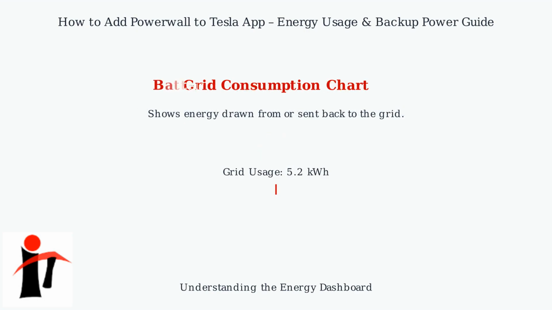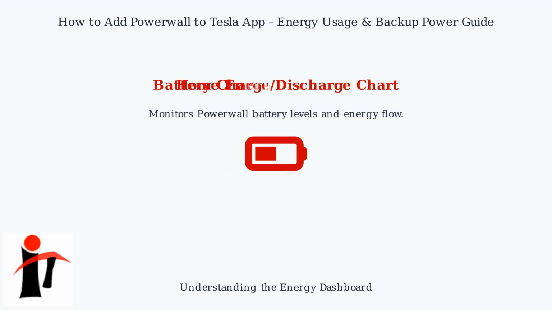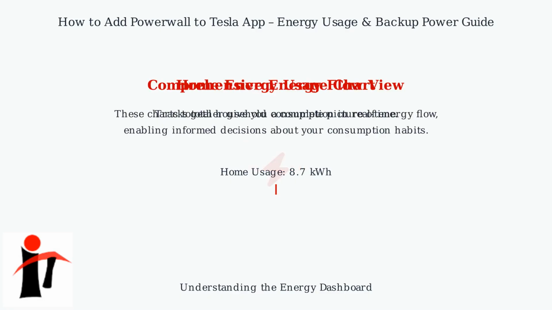The battery charge-discharge chart shows your Powerwall status, indicating when it's charging from solar or discharging to power your home. The overall home energy usage chart provides a breakdown of your total consumption, helping you identify peak usage times and energy-hungry appliances. Together, these live charts provide a comprehensive view of your energy flow, from solar generation to battery storage and grid interaction, empowering you to make informed decisions about your energy consumption habits.